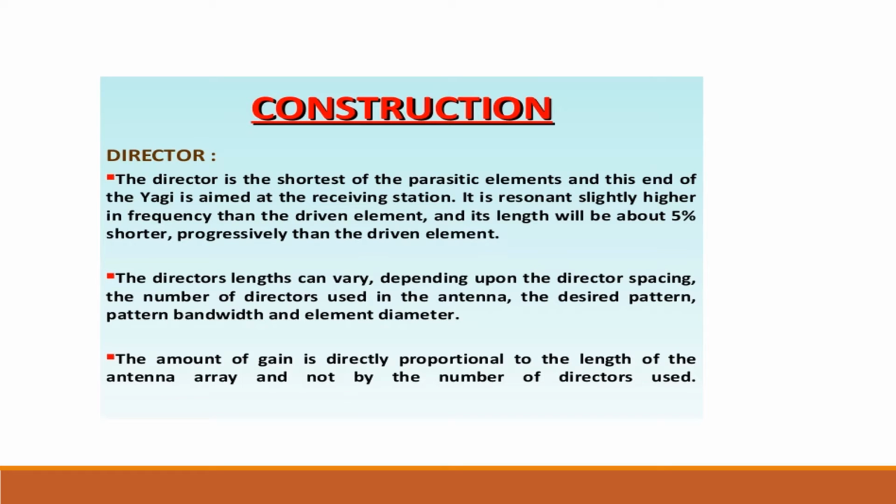Now the construction: it consists of a director. The director is the shortest of the parasitic elements, and this end of the Yagi is aimed at the receiving station. It is resonant at a slightly higher frequency than the driven element, and its length will be about 5% shorter progressively than the driven element. The director means it directs the signal towards the reflector. This is the function of the director. The amount of gain is directly proportional to the length of the antenna array and not to the number of directors.